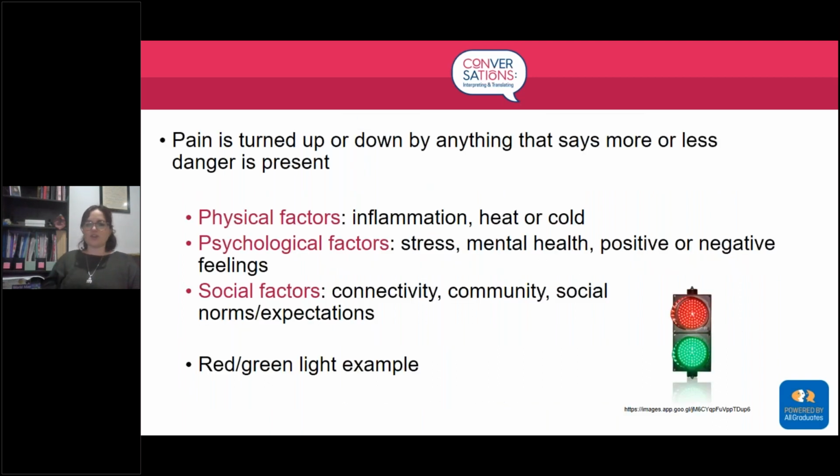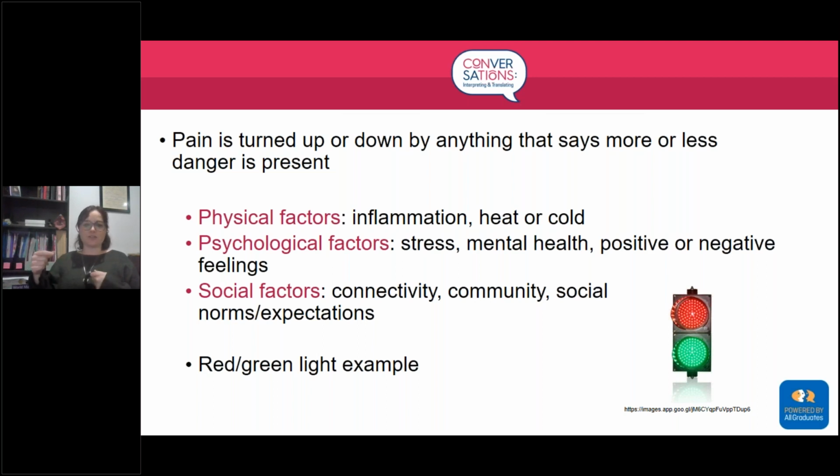So our pain can be turned up or down by anything that says there's more or less danger present. So physical factors, psychological factors, and social factors. We said before that if you're told that something's going to be painful, you're far more likely to feel pain. Red and green lights are a really simple one that's been investigated. If you are given a cold stimulus, so something that's cold but not cold enough to cause tissue damage, if a red light is shown at the same time, you're actually significantly more likely to feel pain than if a green light is shown at the same time.